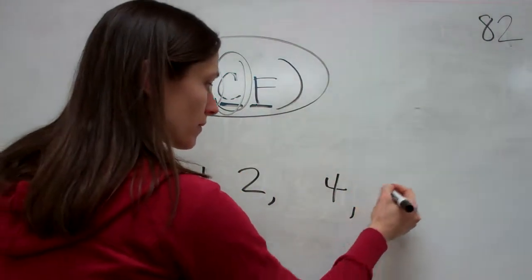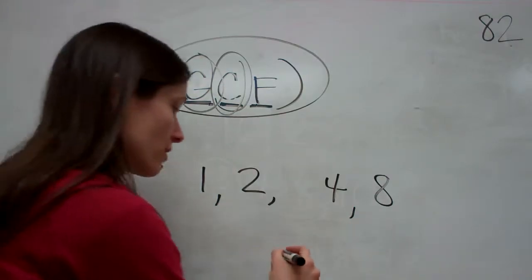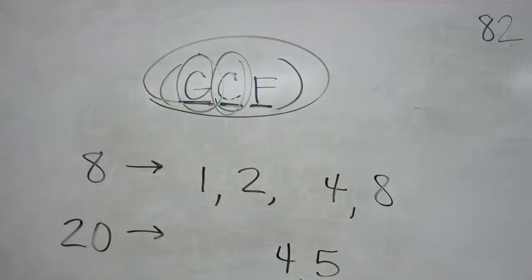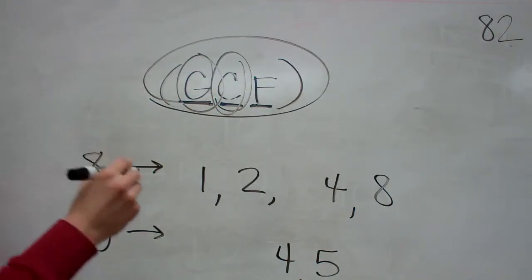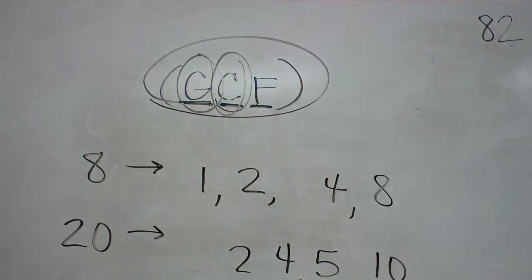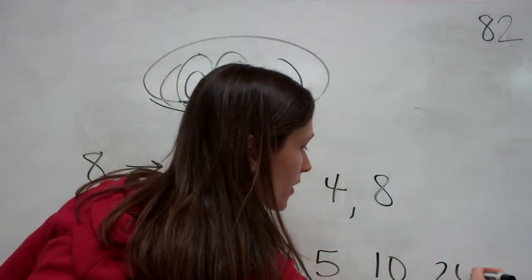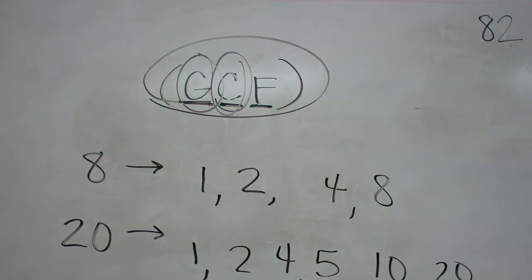Now 20. Anything else that goes into 8? What about 20? 4 times 5. Okay, what else? 2 times 10. Good. 5 times 4. There's one more set of factors: 1 and 20. Did I get them all? Yep, I believe I did.